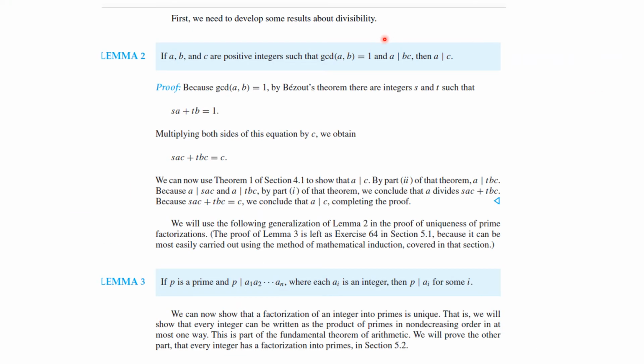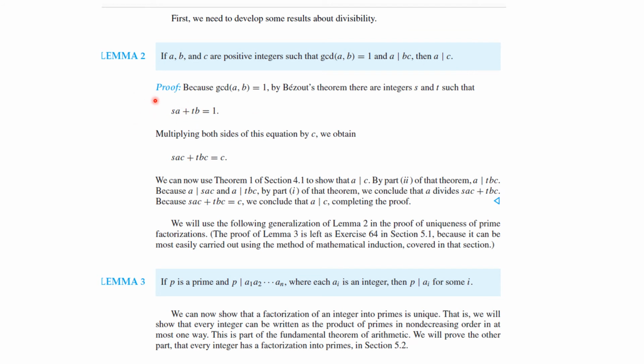Now we do need a couple of lemmas, again, helping theorems. You notice we're using those a lot in number theory. Let's look at these two lemmas, and we will use these in our proof. If a, b, and c are positive integers such that the greatest common divisor of a and b is 1, and a divides b times c, well, since a doesn't divide b, because the GCD is 1, then it has to divide c.